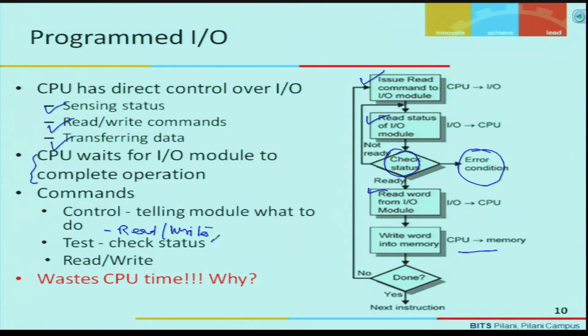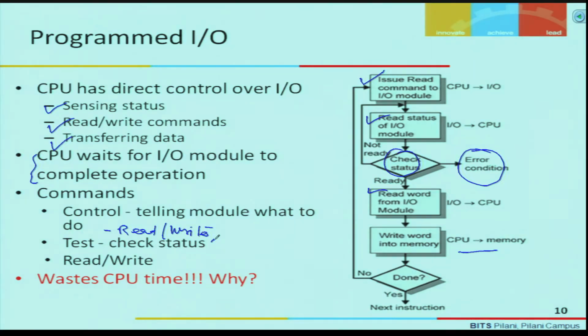Why is the processor time wasted? Because, as I said, some devices are slower compared to the rate at which the processor can work. For example, with a keyboard, if one character input has to be taken from the user, the user will press the key, and by the time the user presses the key, maybe thousands of cycles of the processor will be wasted.